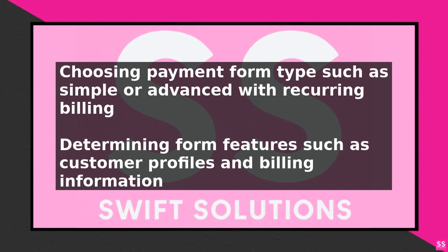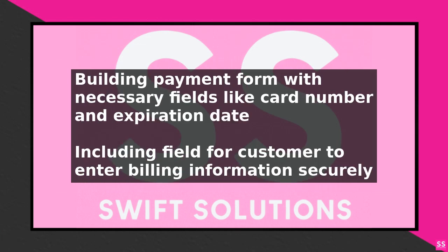After the form is submitted, the payment information is sent to Authorize Net for processing. If the payment is approved, Authorize Net will return a response indicating that the payment was successful. If the payment is declined, Authorize Net will return an error message indicating the reason for the decline.